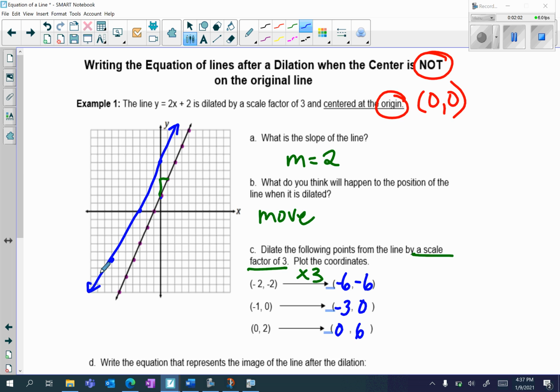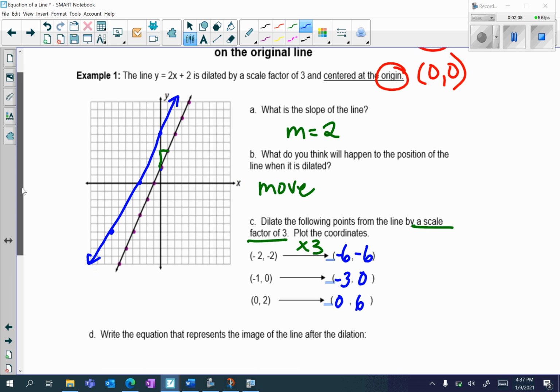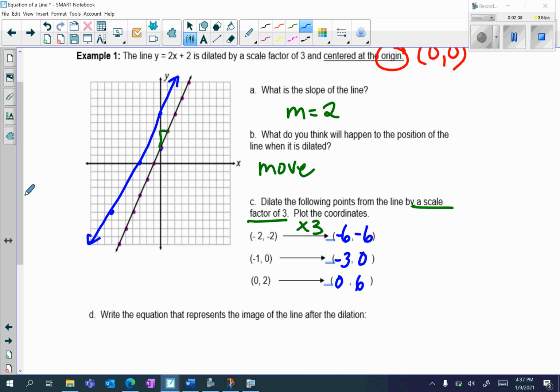What do we notice about the new line? Well, this new line is parallel to the original line. When something's parallel, it has the same slope. So the slope is going to be the same as the original, which is 2. What's the y-intercept? The new equation is going through the y-axis at 6, so that means my y-intercept is 6. So put that together, my new line is y is equal to 2x plus 6.